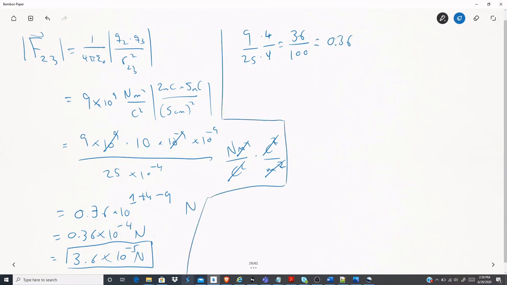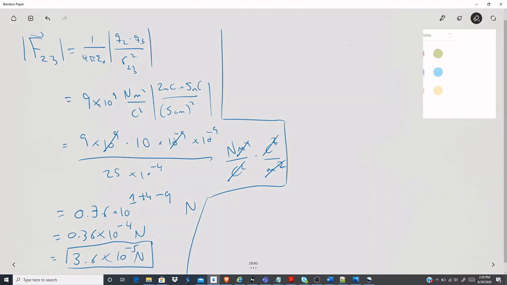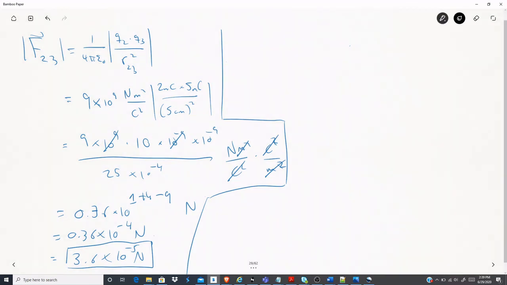So I am now going to make room for more work here. I'm going to go ahead and change the color to black. I'm almost done with this problem.